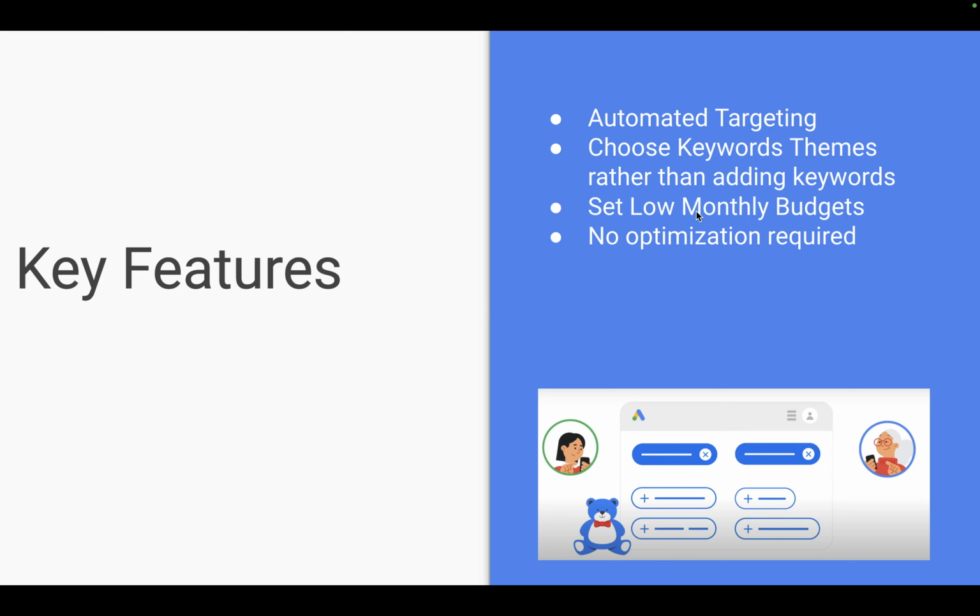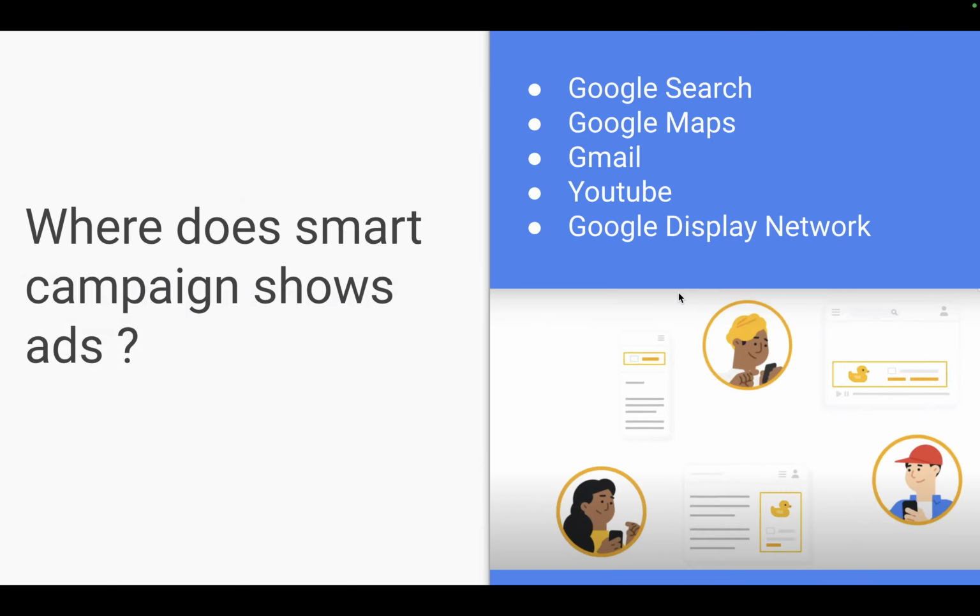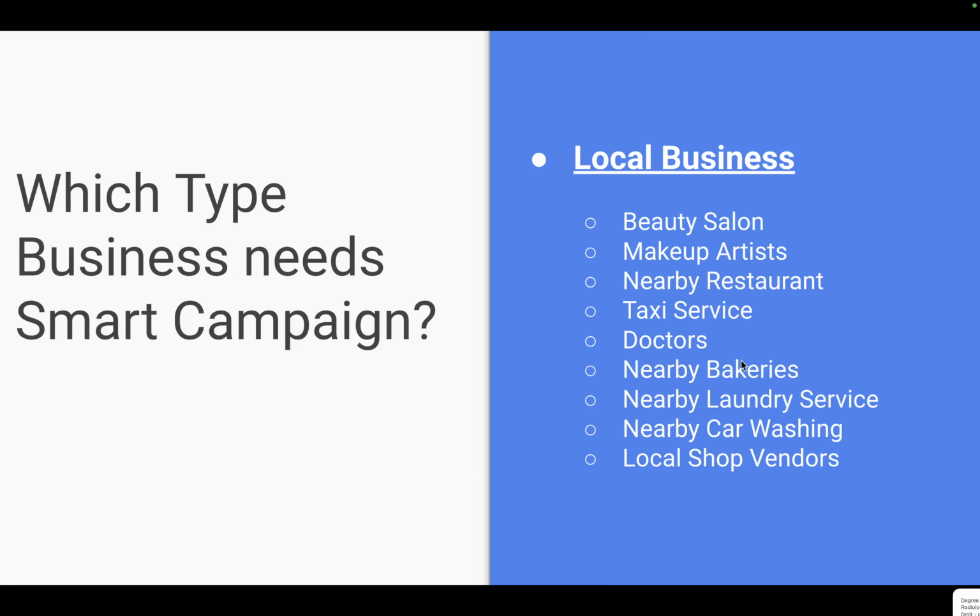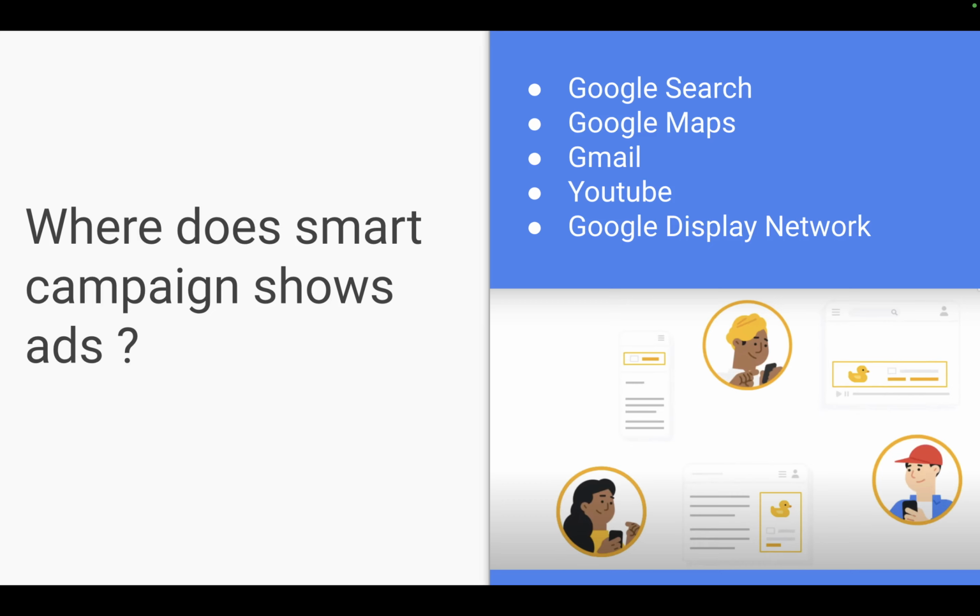You can set low monthly or daily budgets in the smart campaign, whereas in a normal search campaign, the budgets are always high. Also, you don't need to optimize the smart campaign, which means if you have any of these businesses, you don't have to connect with a Google Ads expert or a digital marketer. You can simply make this campaign for your business by yourself and boost it with a small amount of money on a monthly basis.